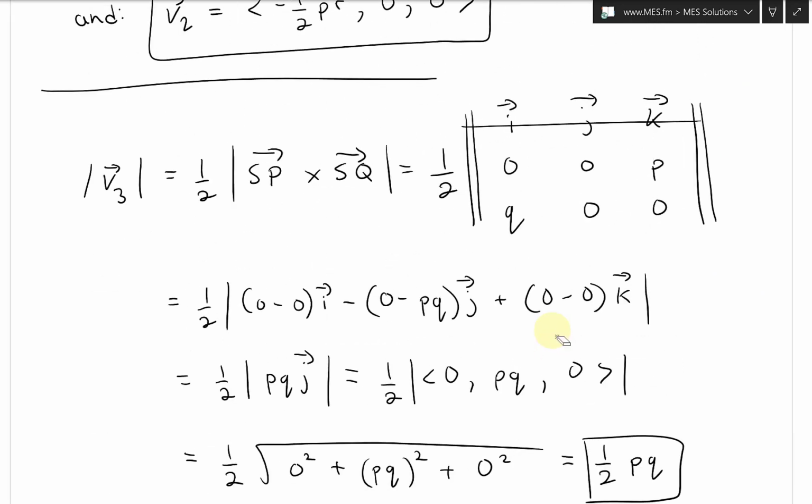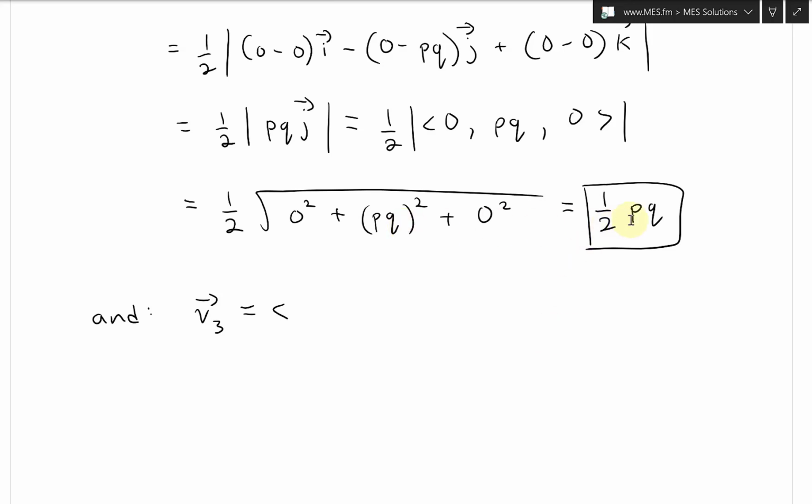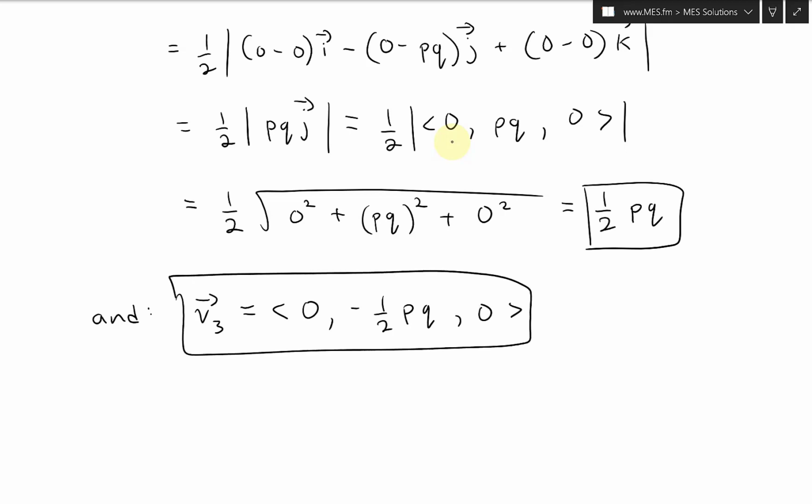Let's just erase this and erase that. Let's make it neater. Yeah, so directly opposite of that. So that's the length. We're just going to go this right here. Put a minus sign and also put the 1/2 inside. 0, negative 1/2 PQ, and then 0. Like that. Box this whole thing in.